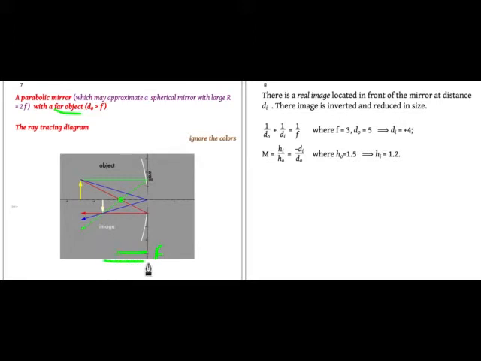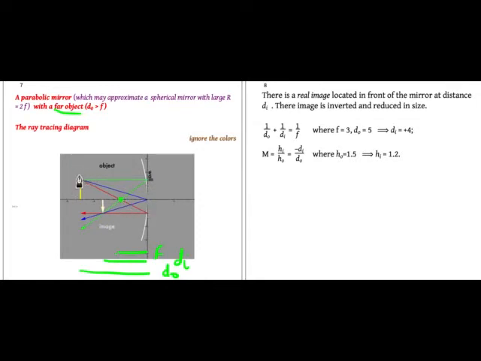This distance is DI, the distance to the image. Here's going to be the image. And this distance is DO, the distance to the object. In other words, the distance from the object to the mirror. And as you see, we're considering a far object. DO is larger than F.